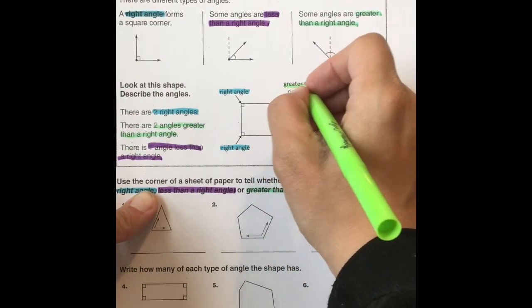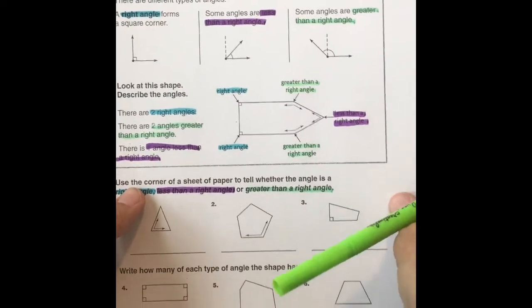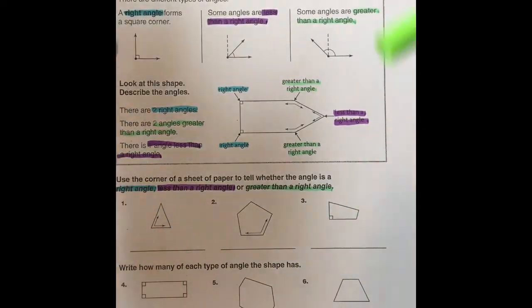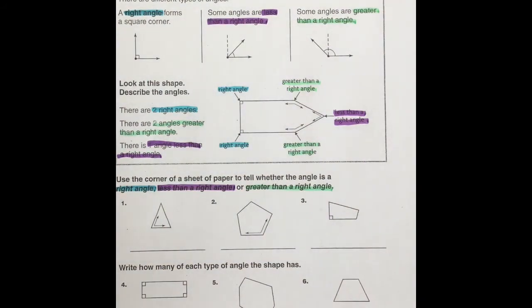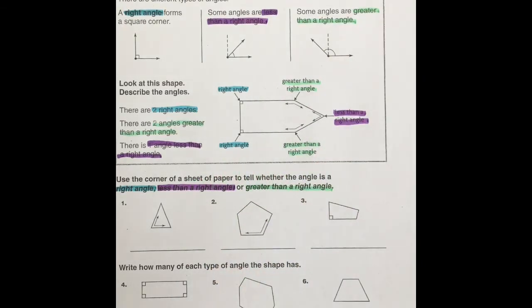So that's lesson 98. There are 3 things that you are learning: if it's a right angle, less than a right angle, or greater than a right angle. Now we're going to apply that with 1 through 6. 1 through 3 will give you 1 angle, and it wants to know: is it a right angle, less than a right angle, or greater than a right angle?